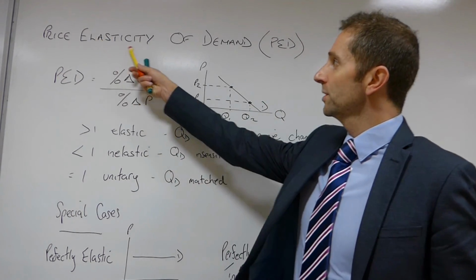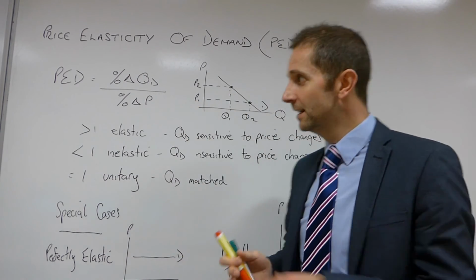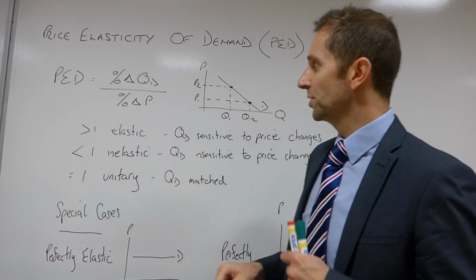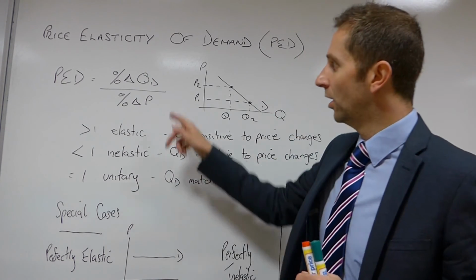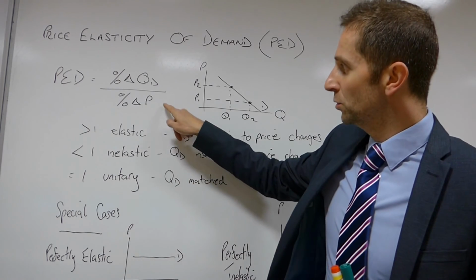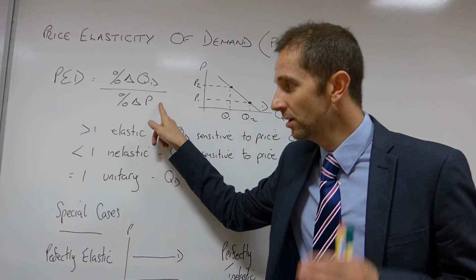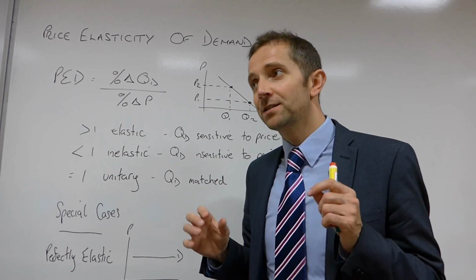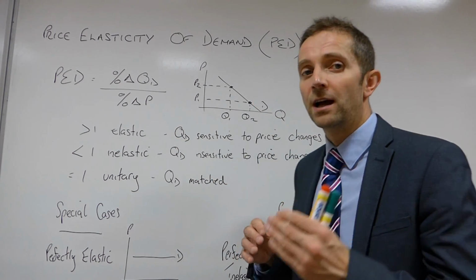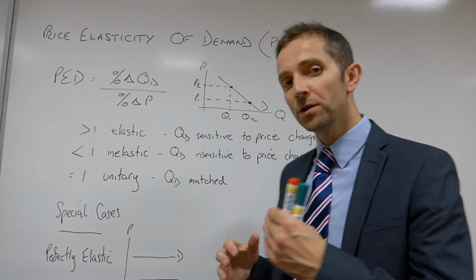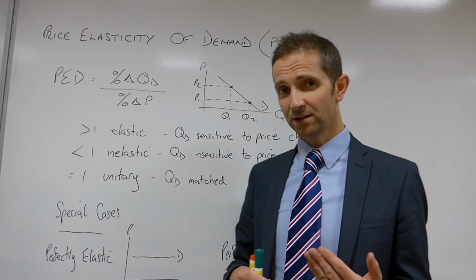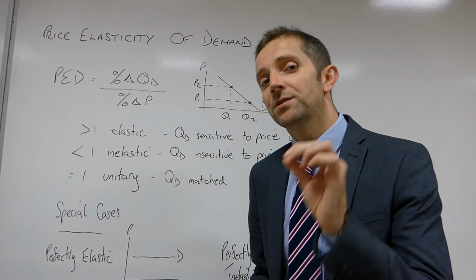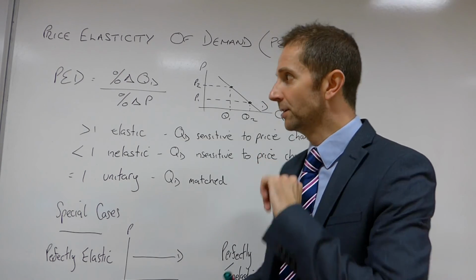So price elasticity of demand, or PED as it's abbreviated to, what does it measure? Well, it measures the responsiveness of quantity demanded to, in this case, its determinant, which is the price. So elasticity is a measure of how a given variable responds to one of its determinants. So if it's price elasticity of demand, then we're measuring how the quantity demanded varies whenever the price varies.